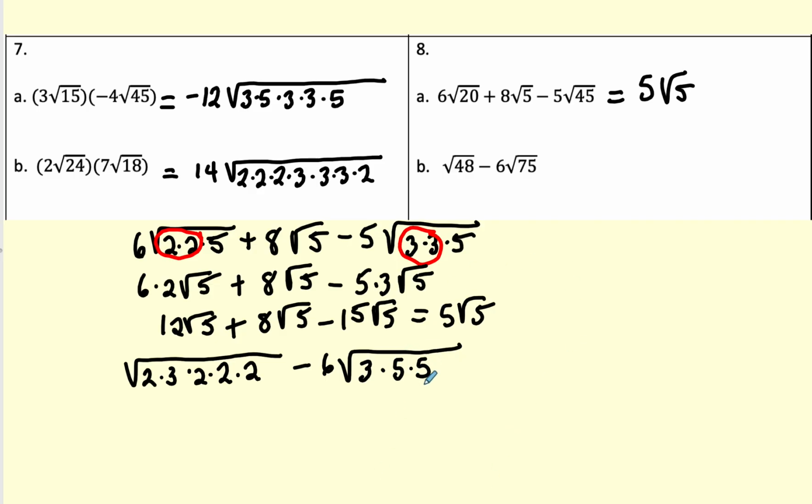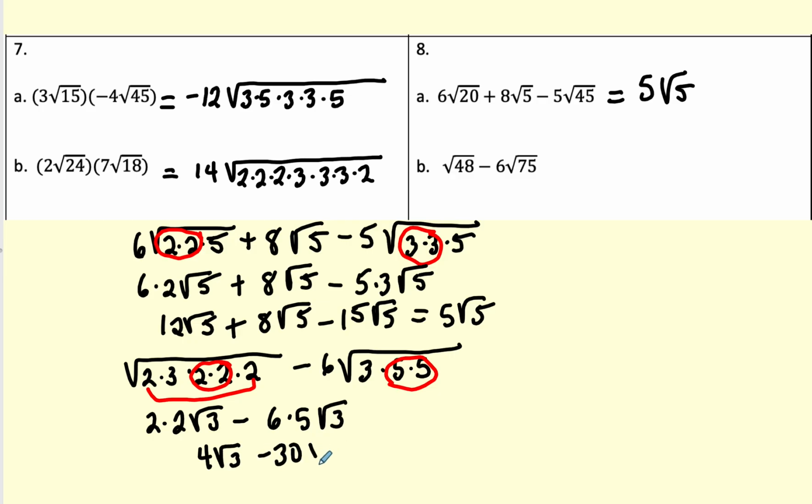Let's go ahead and look for some pairs. So this can come out. I can get a 2 out here, and I can get out another 2 over here. So this is going to be 2 times 2 times root 3 minus 6, and I can pull out a 5, root 3. So this is going to be 4 root 3 minus 30 root 3. Now they're the same roots, so I can say negative 26 root 3. And you can only do this once you get them all to be the same square root.